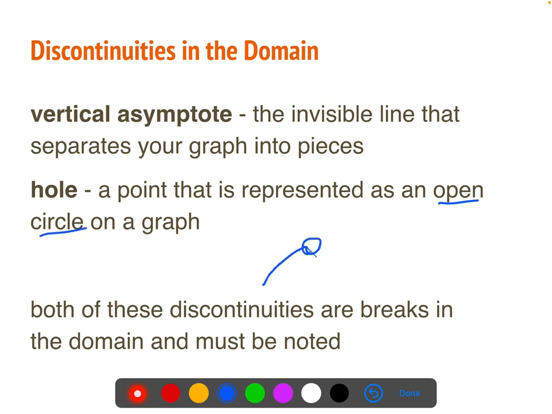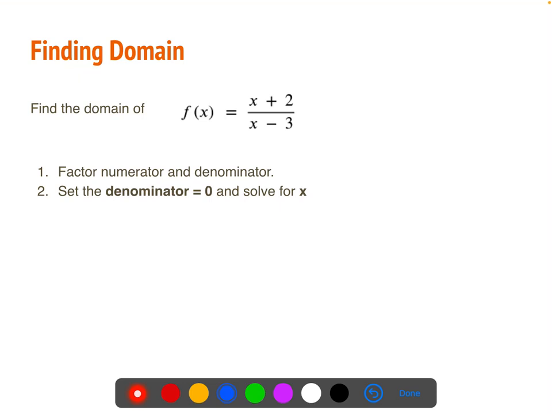Now, a vertical asymptote, again, is that invisible line, but a hole is like an open circle on your graph, kind of like a pothole. Your graph is going along, it has a pothole, and then it keeps going. That pothole, the hole, is a discontinuity. That's where your graph is not continuous, and that's something we have to know about. So they're represented as an open circle, and again, we have to note them.